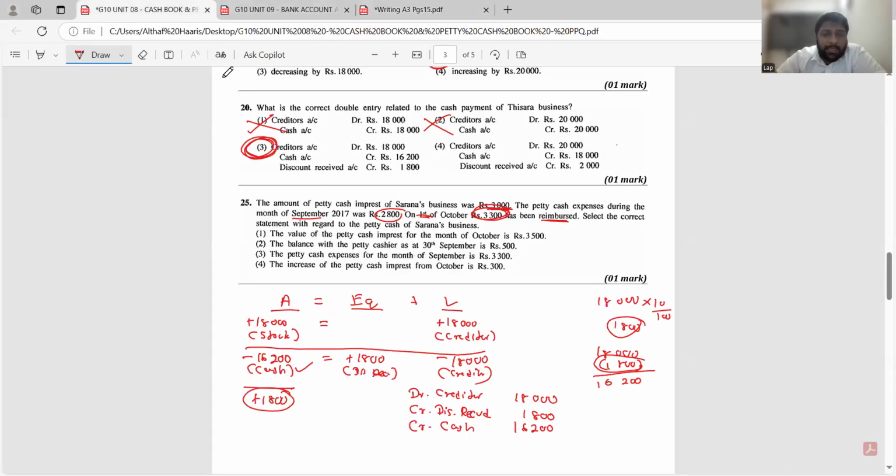So let's see the correct answer now. The value of the petty cash interest for the month of October is 3,500. So the first one itself is the correct answer.